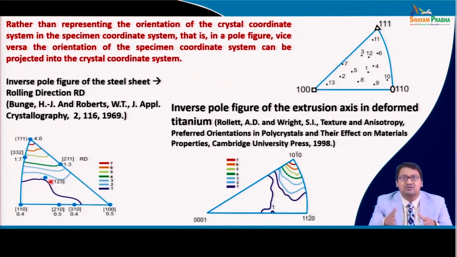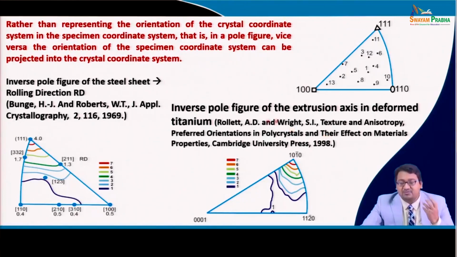It has multiple poles along the rolling direction, and it can be shown using this inverse pole figure. On the other hand, you see another paper, a very old paper from 1998 by Rowlett and Wright on texture and anisotropy.